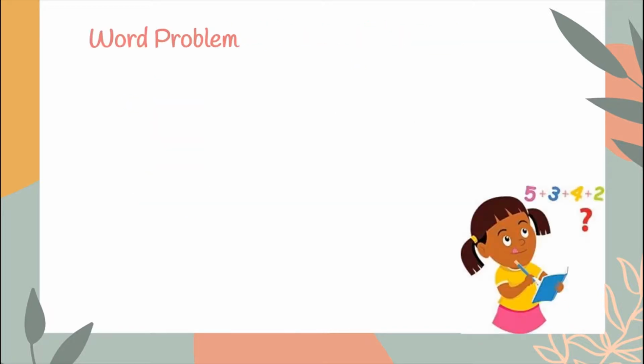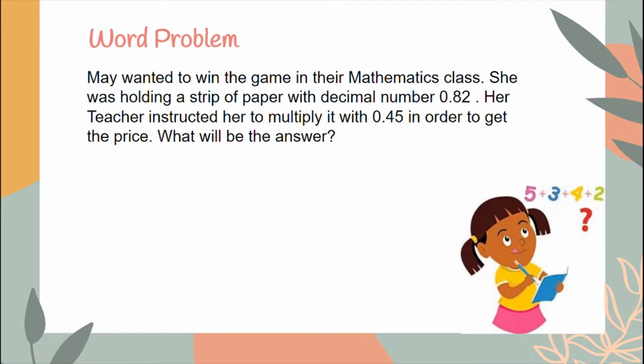Now let us try a word problem. We have here, May wanted to win the game in their mathematics class. She was holding a strip of paper of decimal numbers 82 hundredths. Her teacher instructed her to multiply it with 45 hundredths in order to get the prize. What will be the answer? So let us help May get her prize by solving 82 hundredths, multiply it by 45 hundredths.